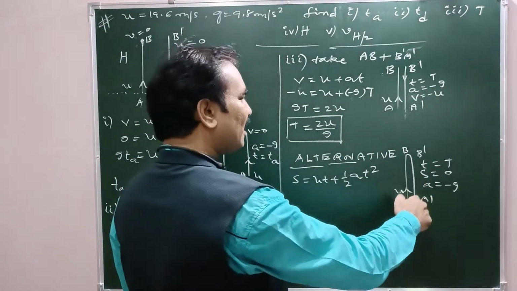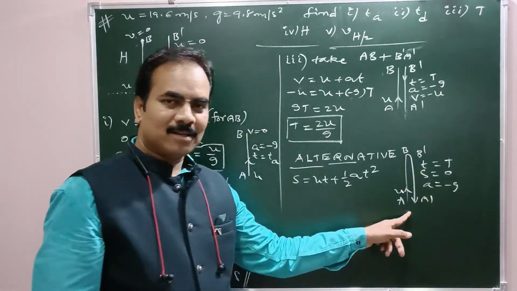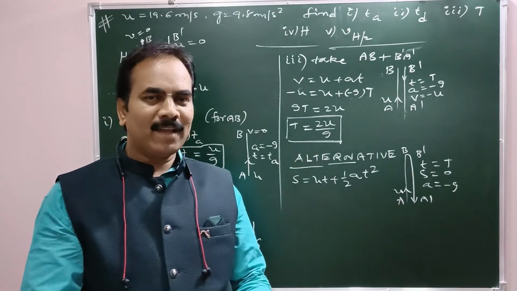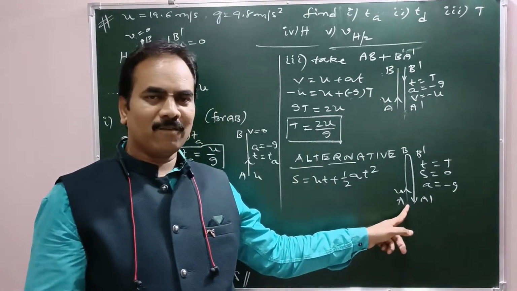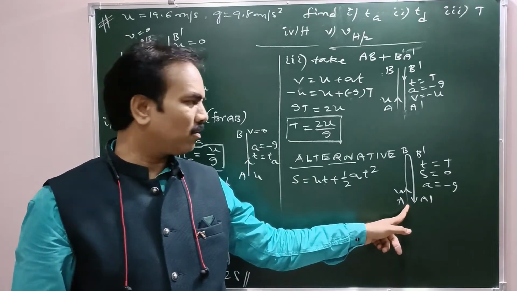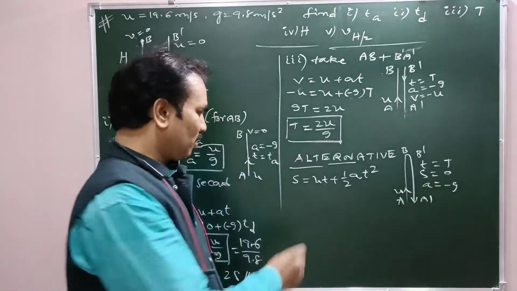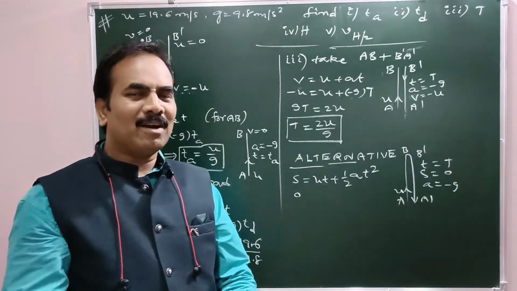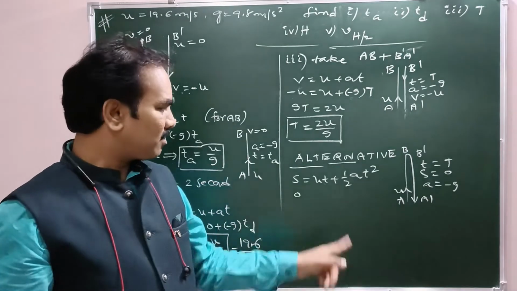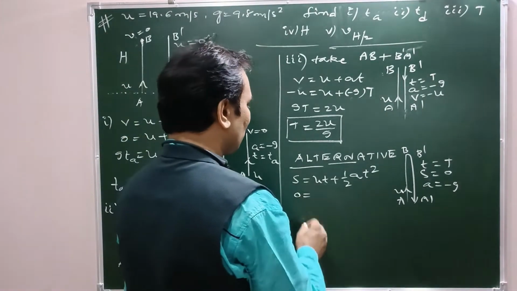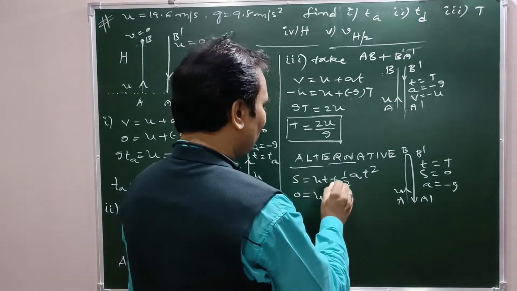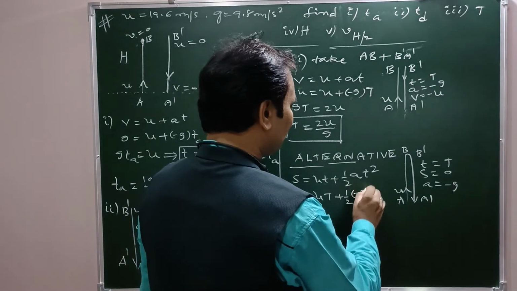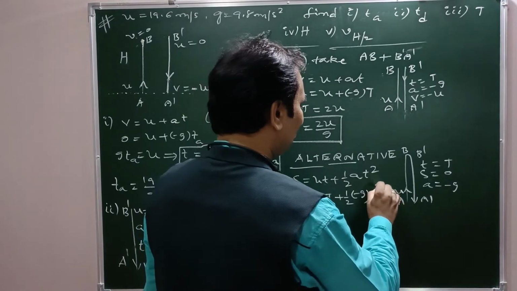S means what? In the entire motion, A itself is the initial as well as the final position. Therefore, there is no gap between the initial and final position, because A itself is initial and final. So displacement equals 0. In the entire motion, it is not covering any displacement. So 0 equals U times T, where T means capital T, plus half into A, which means minus G, and small t becomes capital T.